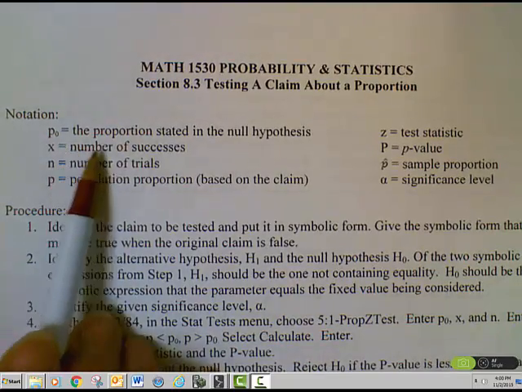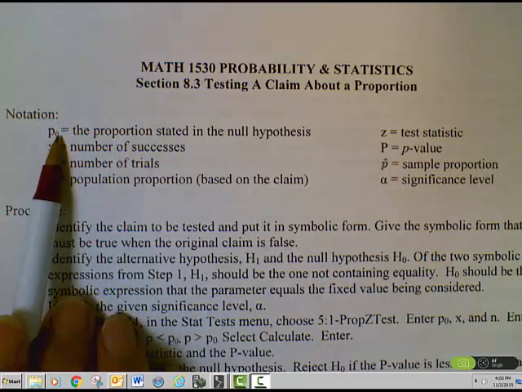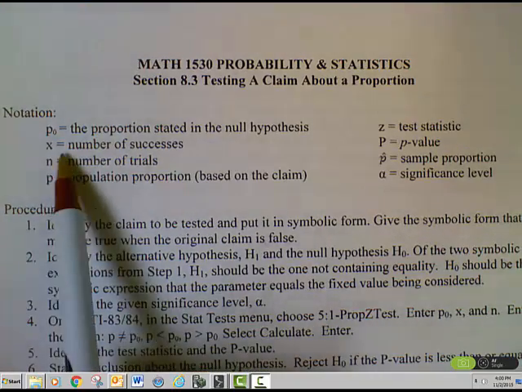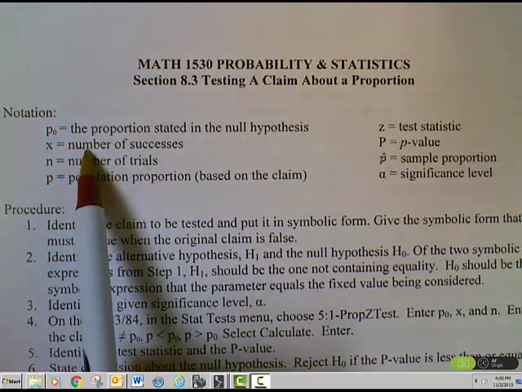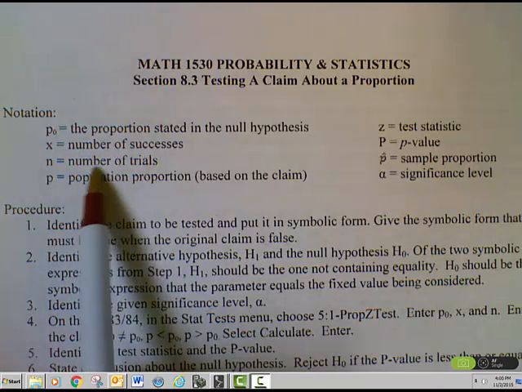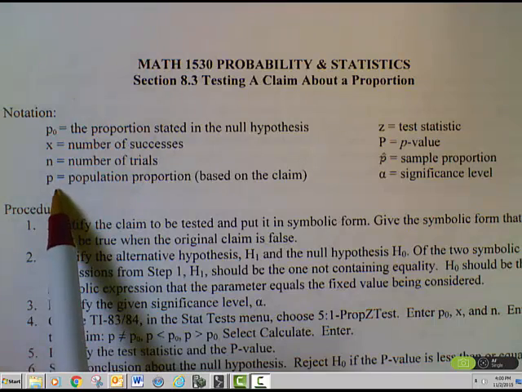P sub 0 is the proportion stated in the null hypothesis. So if you have a null hypothesis, the proportion of something is 0.2, then 0.2 is your P sub 0. X is your number of successes. Remember, it has to be a whole number between 0 and n. N is your number of trials. Lowercase p is your population proportion based on the claim.